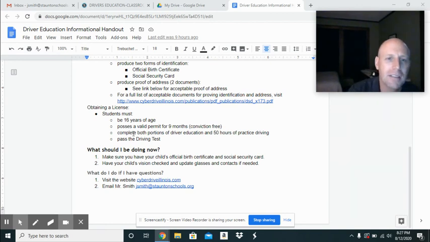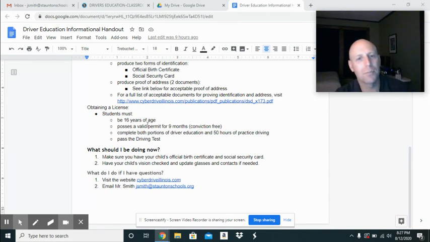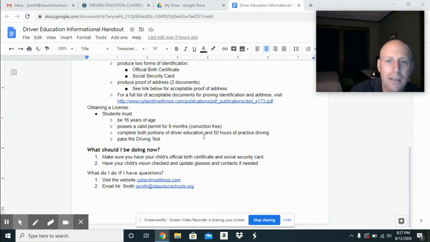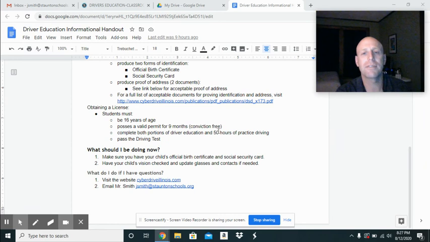So you got to be at least 16 years of age. You got to possess that valid permit for 9 months, conviction free. Got to pass both portions of driver education. So the two portions are the classroom portion, that's what we're in right now, and the behind the wheel portion. Behind the wheel is the driving part where you're driving the car, and I'm monitoring you and giving you tips and suggestions, and that's those 6 hours of driving. And then you also have to have 50 hours of driving with your parent or guardian or some other responsible adult.